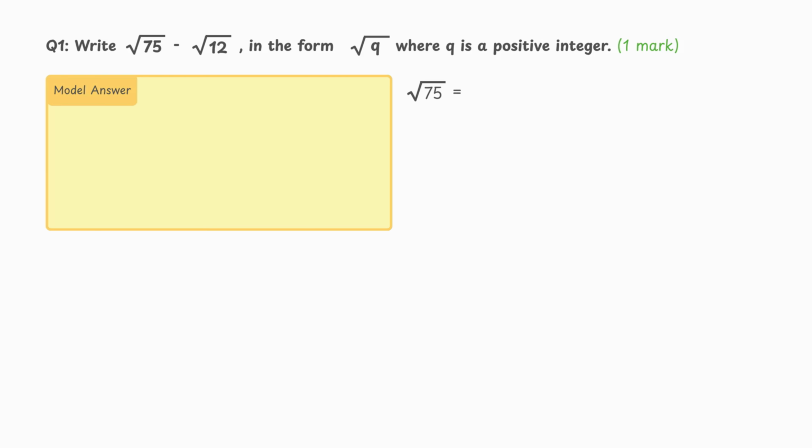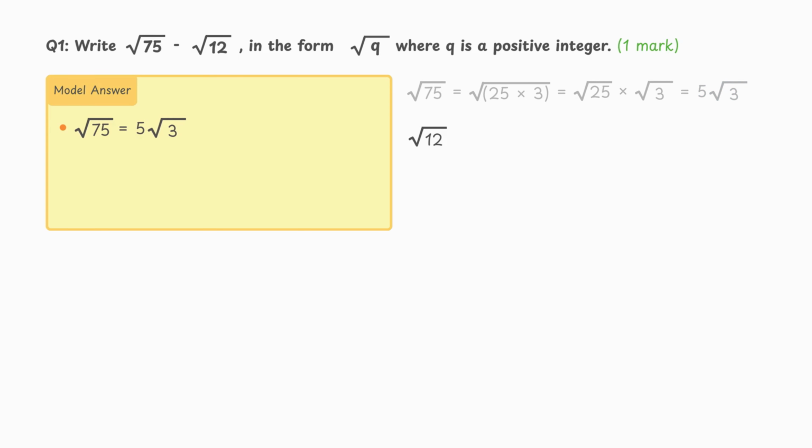Let's start by simplifying square root of 75. We look for the largest square number that divides 75, which is 25. We can rewrite this as square root of 25 times 3. That equals square root of 25 times square root of 3. This simplifies to 5 square root of 3.